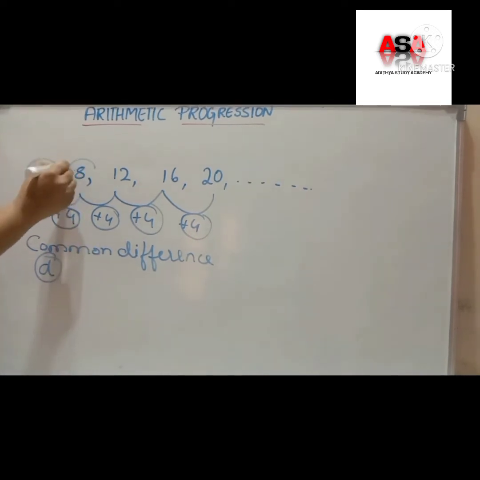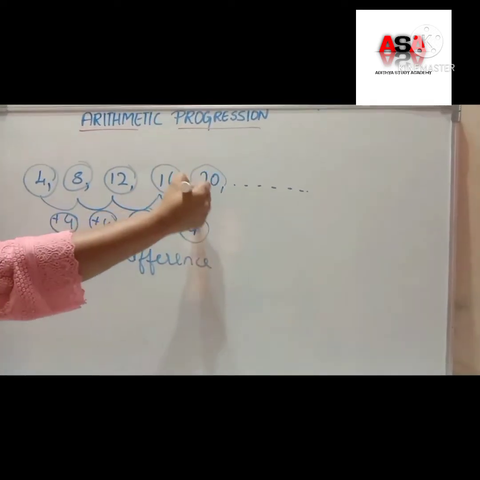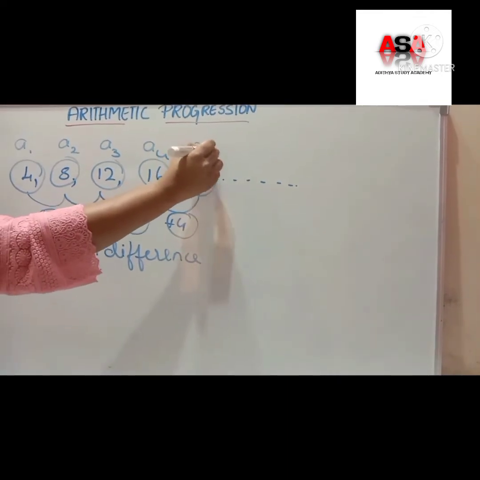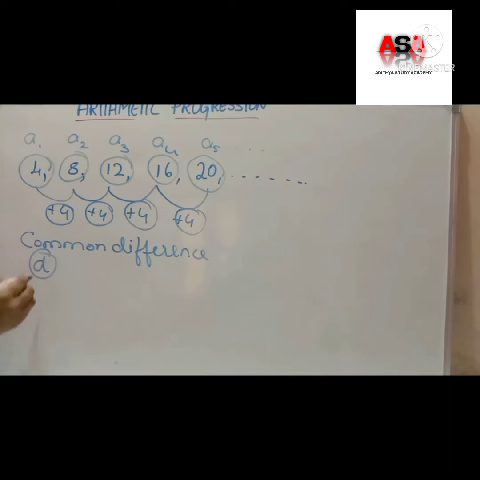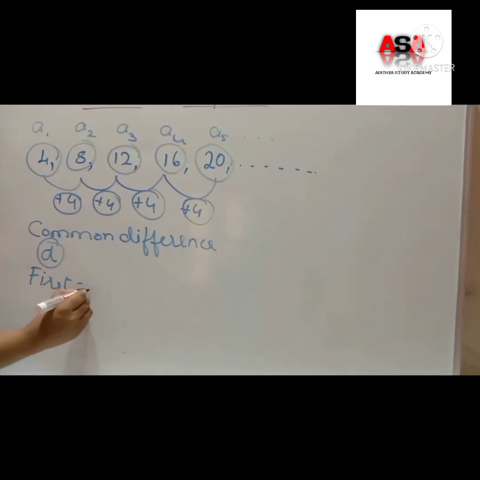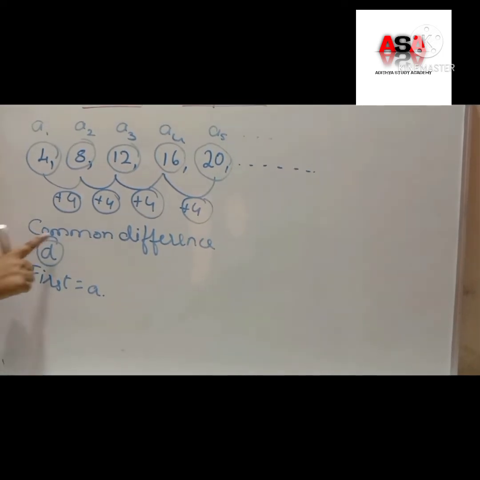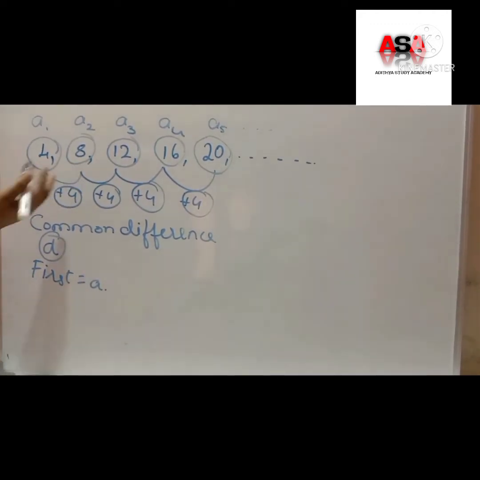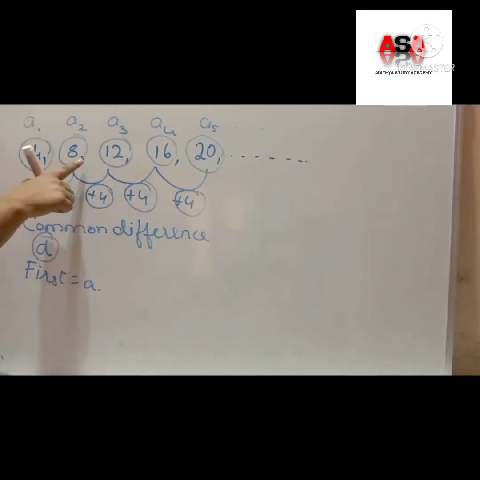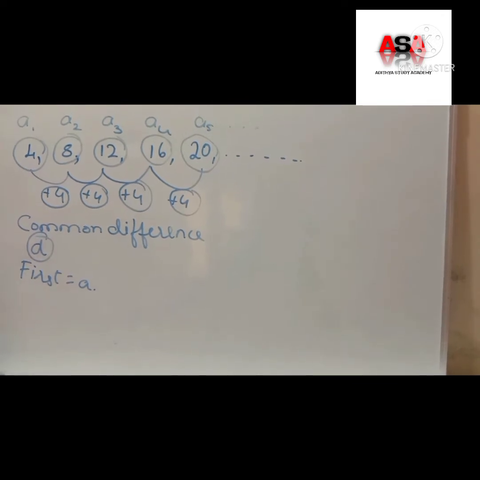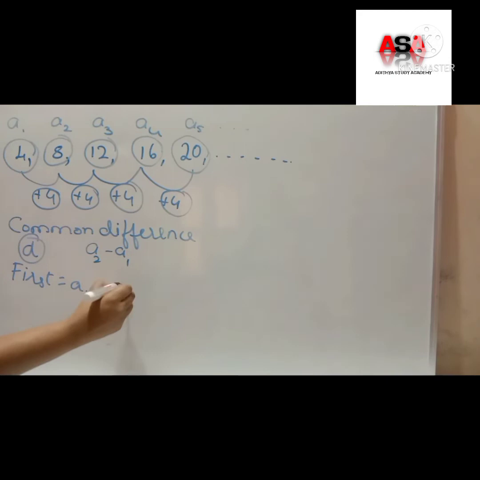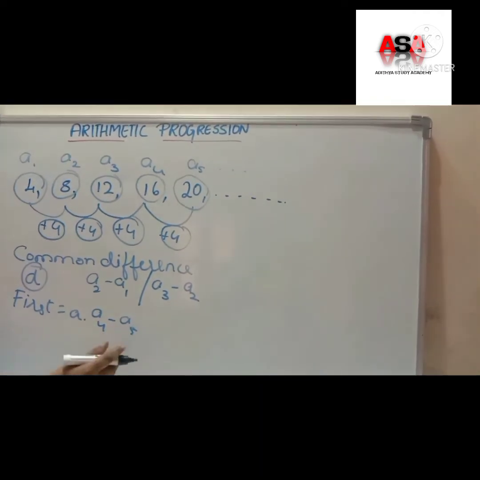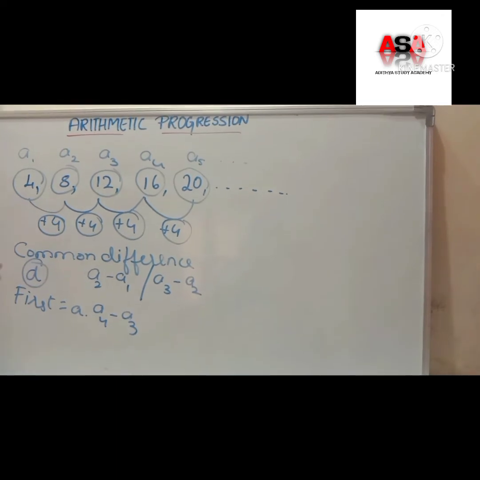And these are the first term, second term, third term, fourth term, fifth term. We will write them as A1, A2, A3, A4, A5 and so on. So the first term is always represented by A. Okay, the first term is represented by A and the common difference is represented by D. And then how do we calculate the common difference? Let me explain. Now the first term is 4, the second term is 8. The common difference is always calculated by subtracting A2 minus A1, or A3 minus A2, or A4 minus A3.